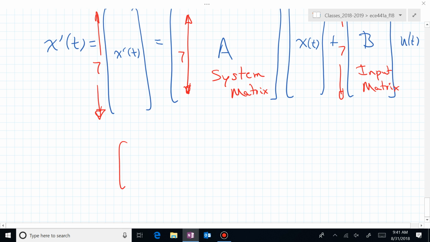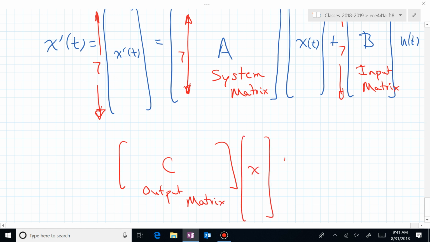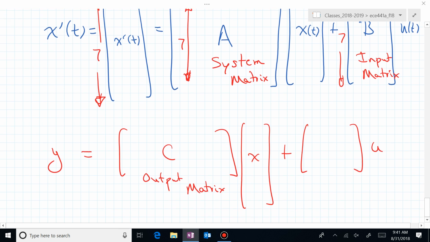What about our output matrix, C? What are its dimensions? How many rows? So this equation has to be dimensionally consistent. What's y? 3 by 1. That's on the left. Everything on the right has to end up being a 3 by 1 vector.